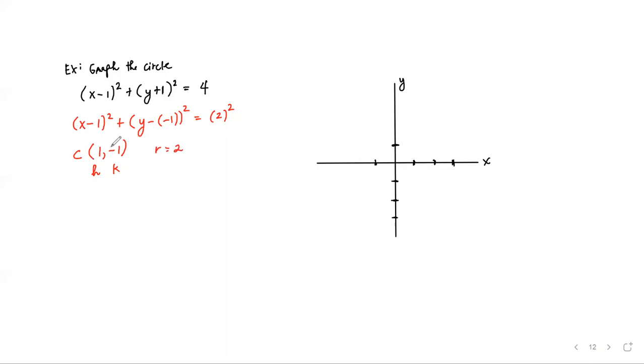So we plot the center (1, -1). So from the origin, we move 1 unit to the right and then 1 unit downward. And then from the center, we move 2 units upward to get the first point. From the center, we move 2 units downward to get another point. From the center, we move 2 units leftward to get another point. And from the center, we move 2 units to the right to get another point. So connecting these 4 points using a circular shape is the graph of our equation.